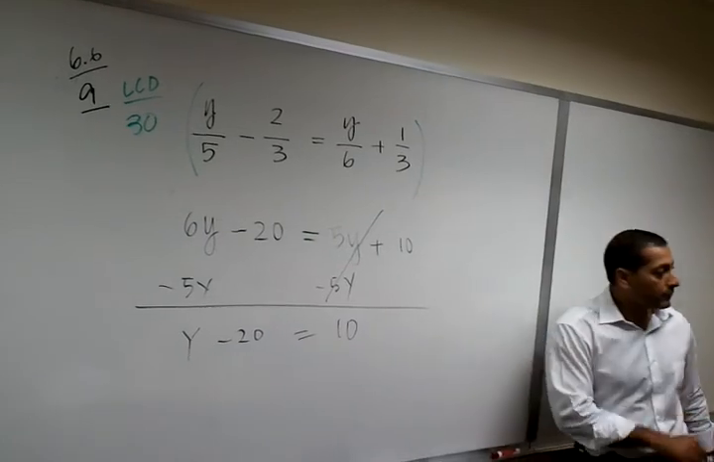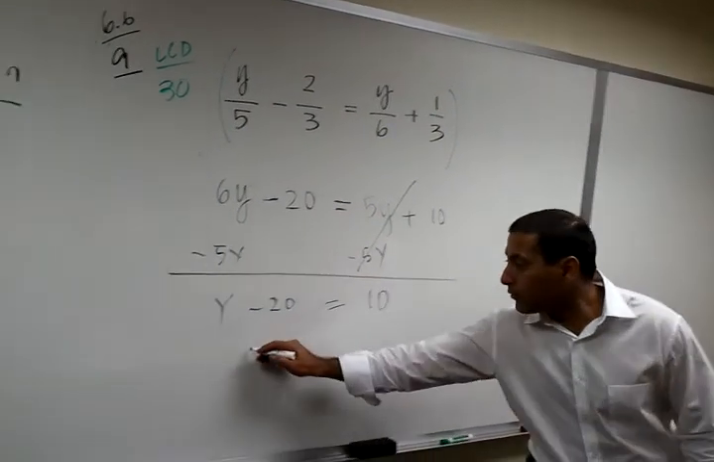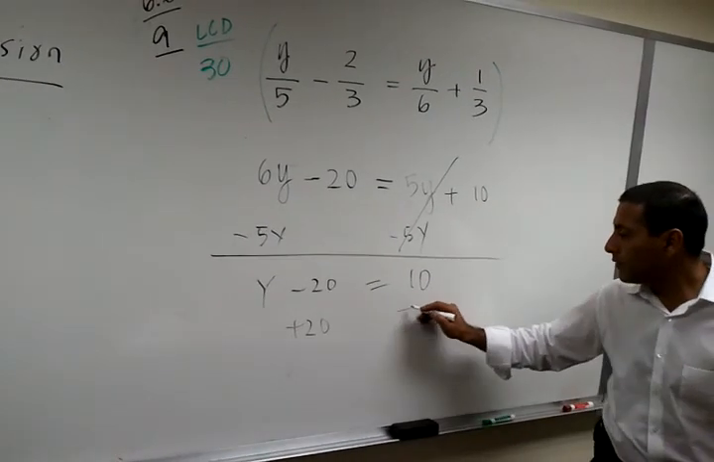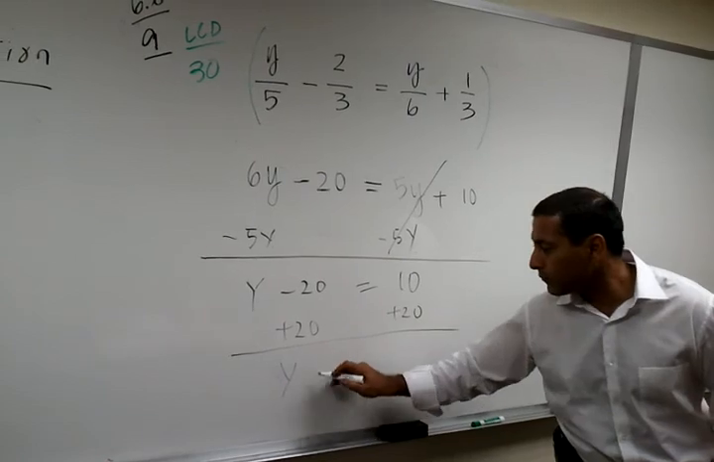What should we do next? Add 20. No, add 20, right? So the result would be y equal to 30.